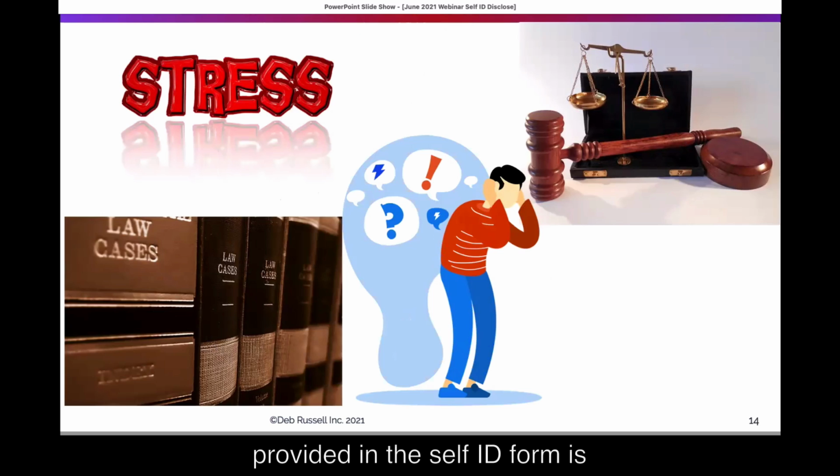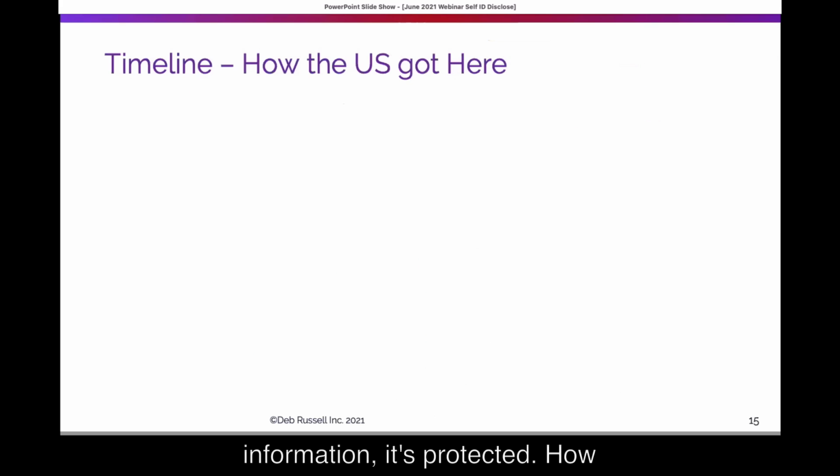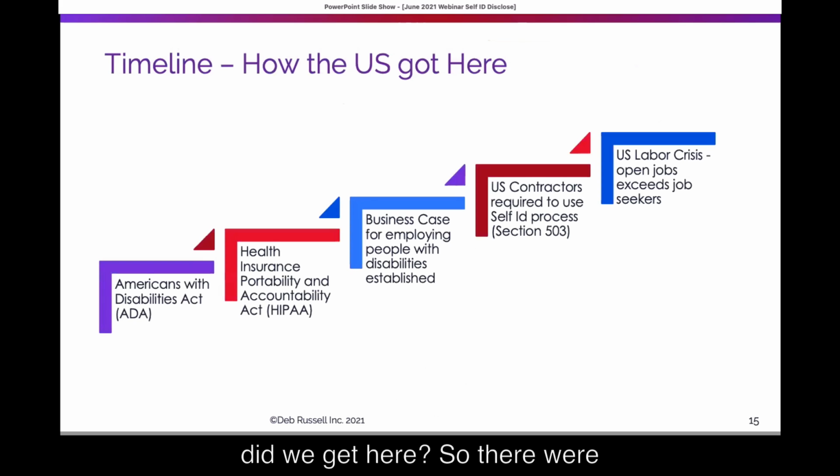The explanation provided in the self ID form is not helpful. I don't find it helpful. I don't think that they really do a good job of explaining in a user friendly way why somebody would want to provide that information. And again, this is very personal information and it's legal information. It's protected. How did we get here?